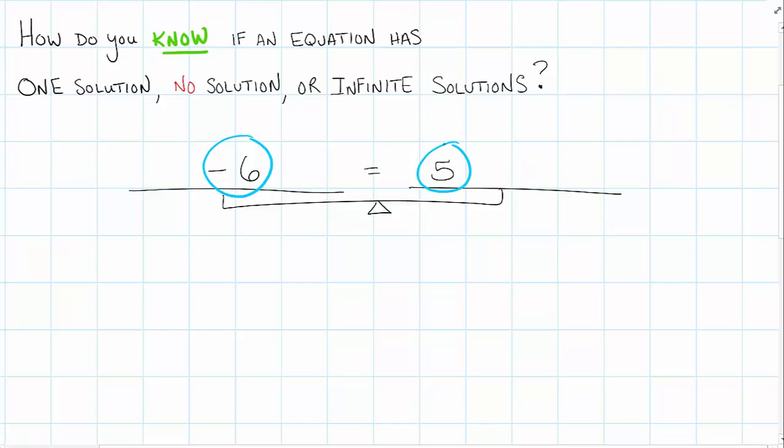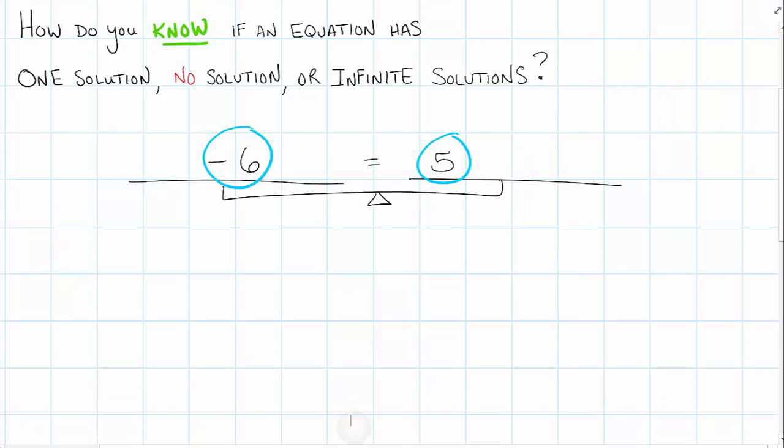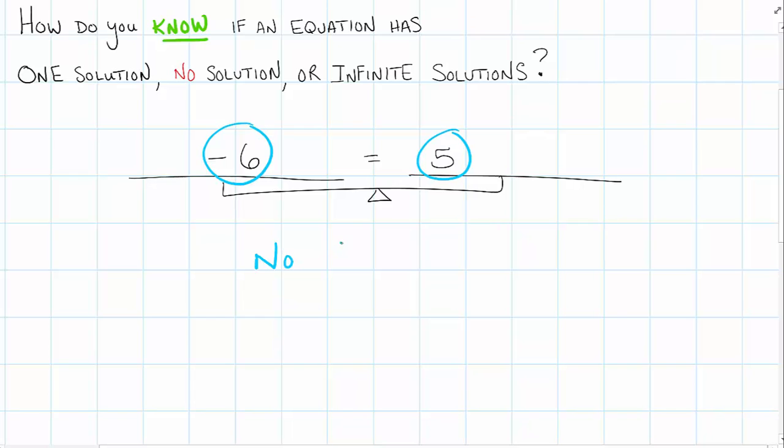I have a negative 6, and I have to ask myself, is that equal to 5? And the answer to that is no, it's not. And so something like this, we would say that there is no solution. So you're going to be able to take variables completely off of both sides, and then you're going to look at the numbers, and those two numbers will not be equal to each other. That's when you're going to get no solution.